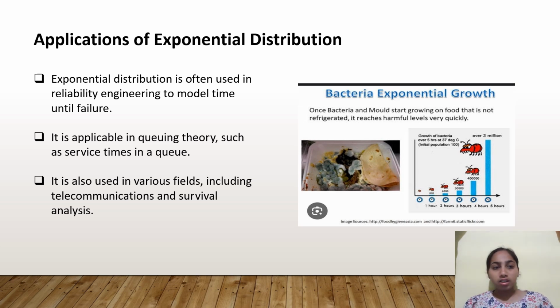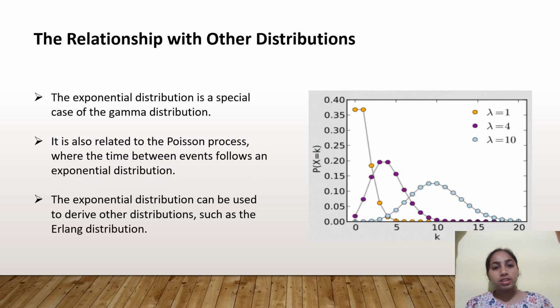And then the relationship between the other distributions. The exponential distribution is a special case of the gamma distribution. It is also related to the Poisson process, where the time between the events follows an exponential distribution. The exponential distribution can be used to derive other distributions, such as the Erlang distribution.